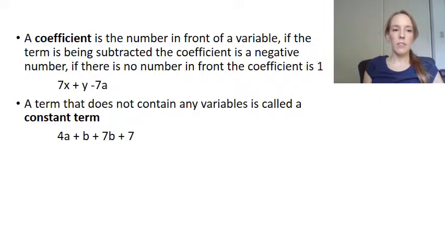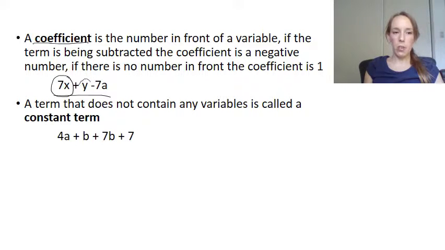The next thing you're going to have to learn is called a coefficient. And a coefficient is just the number that's in front of the variable. So if the term is being subtracted, the coefficient is a negative number, and if there's no number in front, the coefficient is 1. So if we look at this example here, it has 7x plus y take away 7a. So in our first term here, 7x, our coefficient of x is 7.